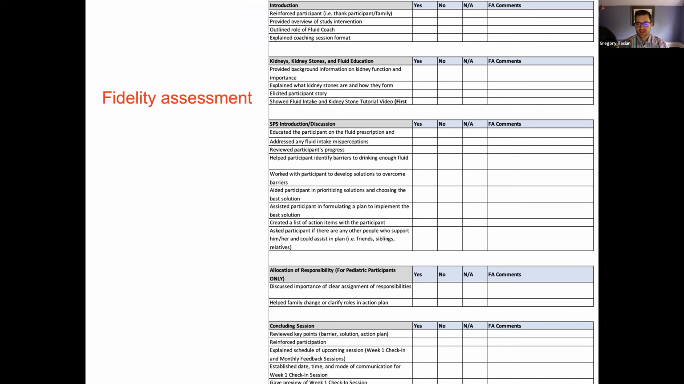Each of these rows here is a way in which the fidelity assessor, who reviews these encounters in the pre-recorded sessions with the individual participant, assesses how they actually operationalize this. This is done for a sample, not all of the participants who reach structured problem solving.